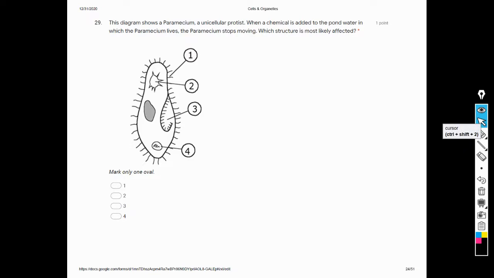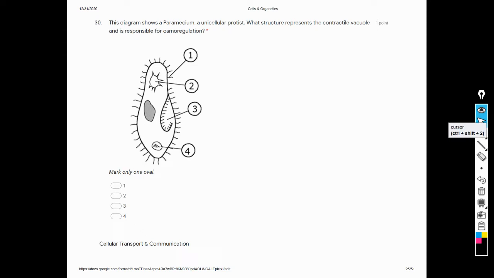29, looking at another protist diagram. This diagram shows a paramecium, which is a unicellular protist. When a chemical is added to the pond water in which the paramecium lives, it stops moving. Which structure is most likely affected? So again, number 1 is pointing to the cilia here. That would be the structure that would be affected if this guy stops moving.